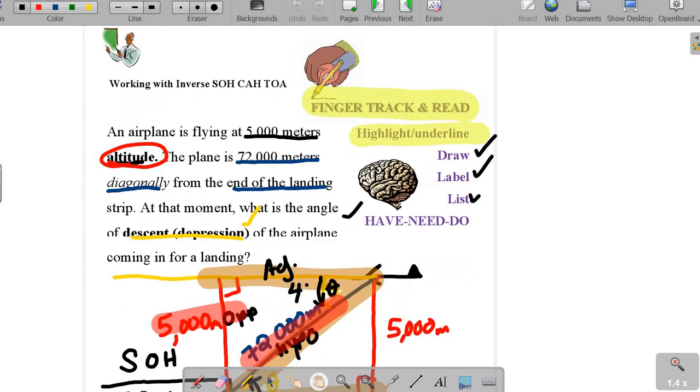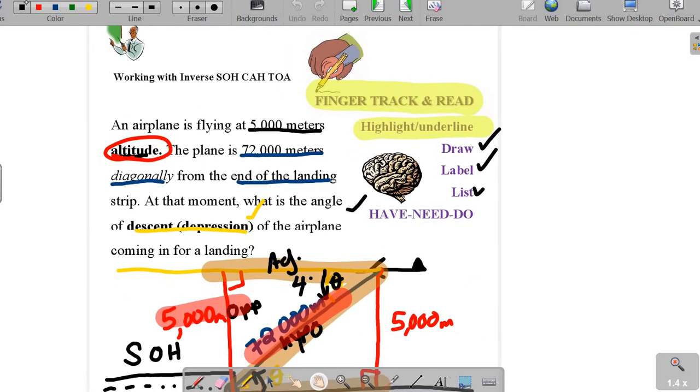All right, students, for this problem, I'd like you to follow the exact same steps I did. You're going to start by finger track reading out loud. Then you're going to underline your key words and phrases. The drawing is partially done for you, so you're going to label your drawing, and at some point you're doing a have, need, do.